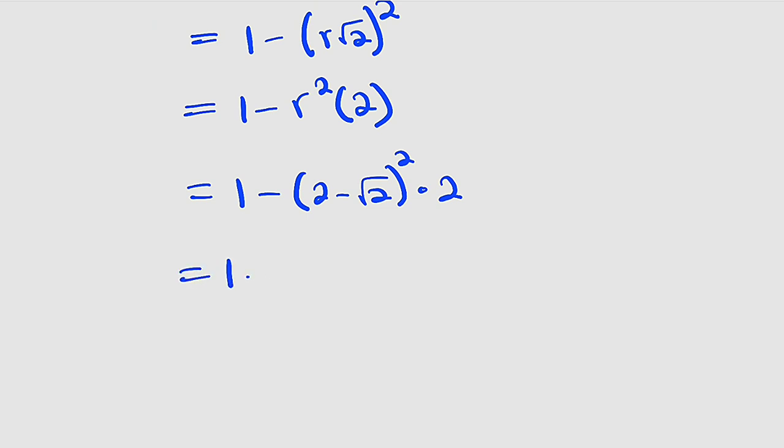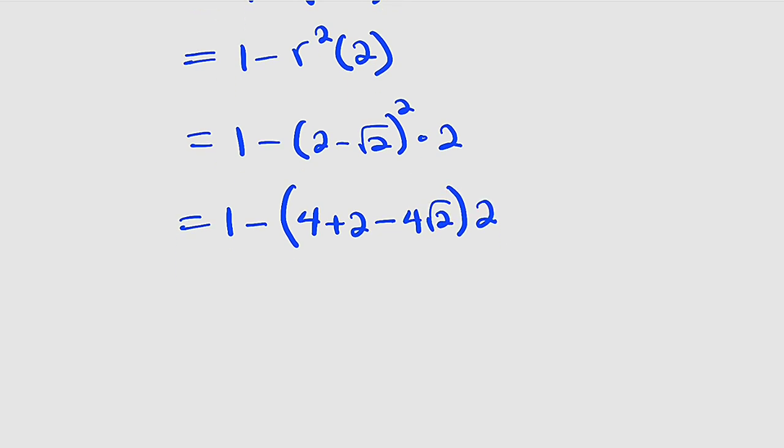This is equal to 1 minus the whole of this. The first term squared, 2 squared is 4, plus the second term squared, that is root 2 squared, is 2. Then minus, because of this minus sign, 2 times 2, 4, times this, that is 4 root 2. Don't forget to multiply by 2. Together we have 6, and 6 times 2 will give us 12, right? So we have 1 minus 12 minus, this will be 2 times 4, 8. This is 8 root 2.